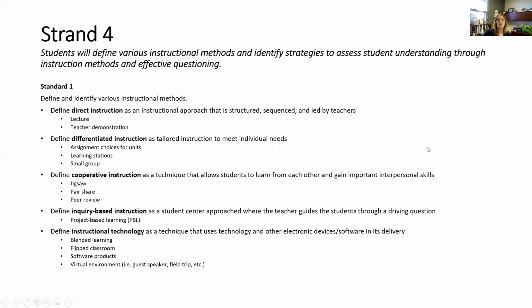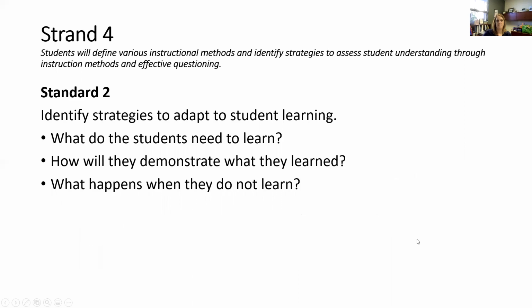Okay, that leads us to strand 4. Strand 4 is students will define various instructional methods and identify strategies to assess student understanding through instruction methods and effective questioning. So again, this is going to be a lot of definitions of what the different types of instructions are, and they give some examples of what they are. And maybe within your classroom, you could try a few of these, so that students can actually get a feel instead of just talking about each of them.